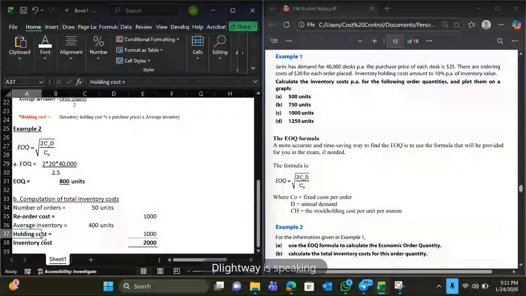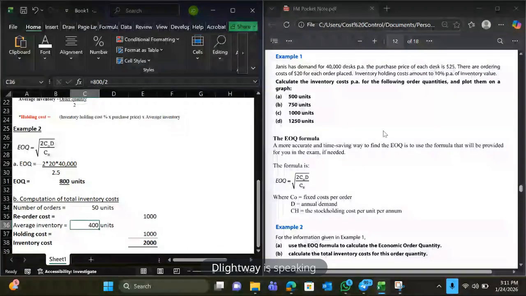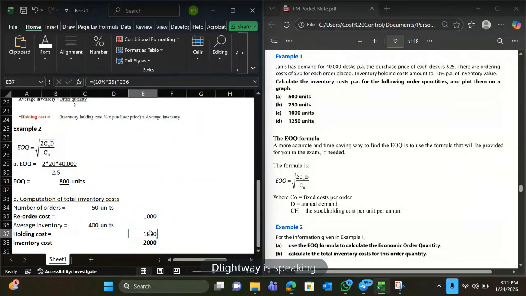Then we need to compute our holding cost. What's our holding cost? Our holding cost is just like the way you calculated your other cost. It's going to be your average inventory multiplied by, open brackets, the inventory holding cost percentage multiplied by the purchase price. If you see from the question, it is saying that inventory holding cost amounts to 10% per annum of inventory value. Inventory value means the purchase price. That's another word for it. So it's saying that 10% of 25 naira or $25, multiplied by our average inventory, gave us our holding cost.